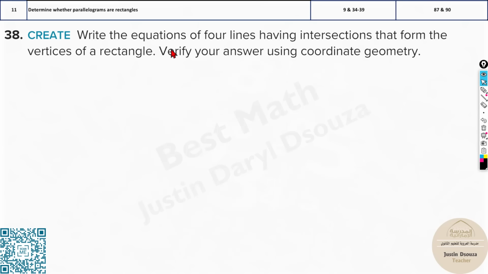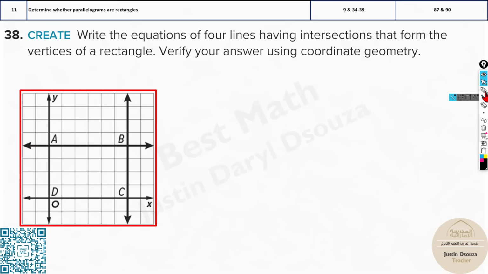And here, write the equations of four lines having intersections that form the vertices of a rectangle, and verify the answer. Okay, we need to write the equations. Let's look at the figure here. This is very basic, four lines. Over here we have four linear lines, and this makes a rectangle. We just have to write the equation.